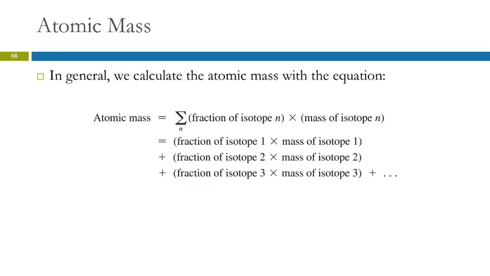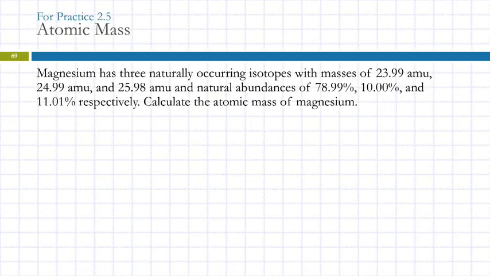So the general formula here, the atomic mass will equal the sum for each of the isotopes. So you take the fraction of that isotope times its mass, and then you add the fraction of another isotope and its mass, and you just do that for however many isotopes there are. So we can do problems like this.